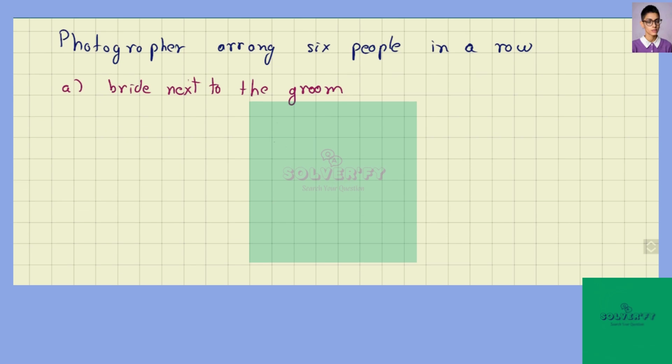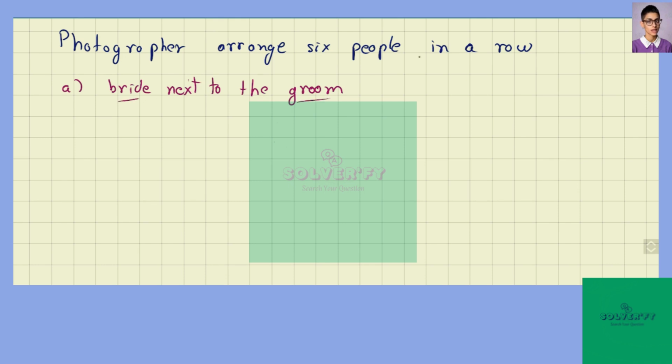Okay, so in this exercise we are in the shoes of a photographer who needs to arrange 6 people for a photograph, in a row. And we need to satisfy some conditions. So how many possible ways can this photographer arrange these 6 people if the bride needs to be next to the groom?